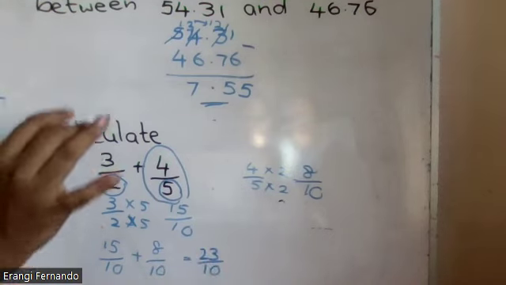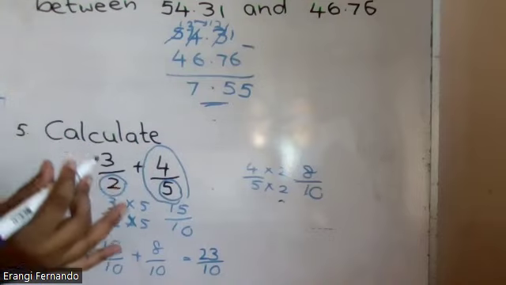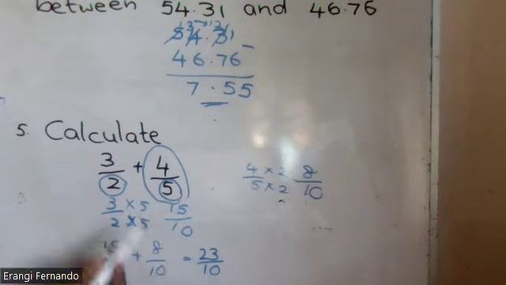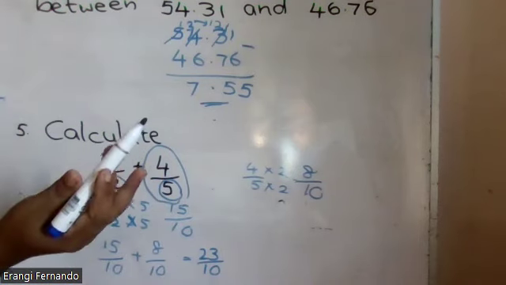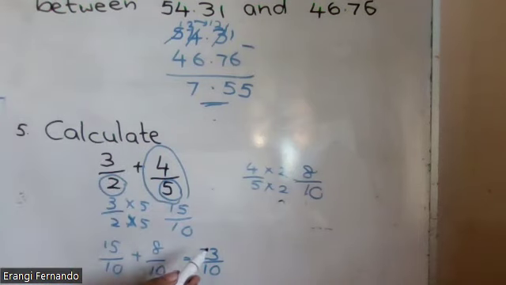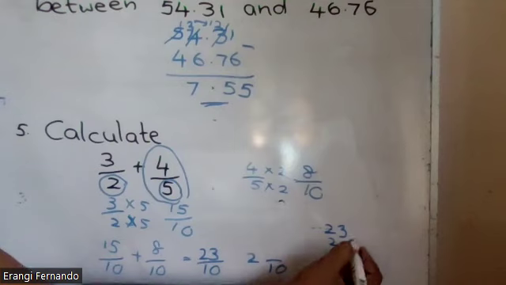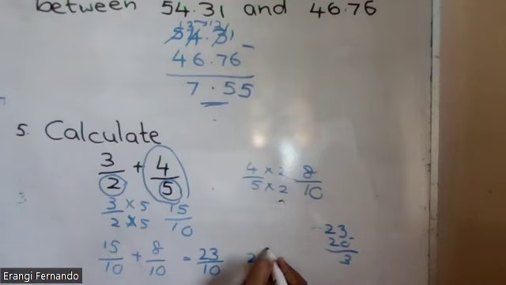23 over 10. So 23 over 10 is an improper fraction. It's not a proper fraction. So you want to make this 23 over 10 as a mixed number. So 23, how many tens? There are 2 tens. So 10 times 2, 20. From 23, when you subtract 20, it is 3. The answer is 2, 3 over 10.